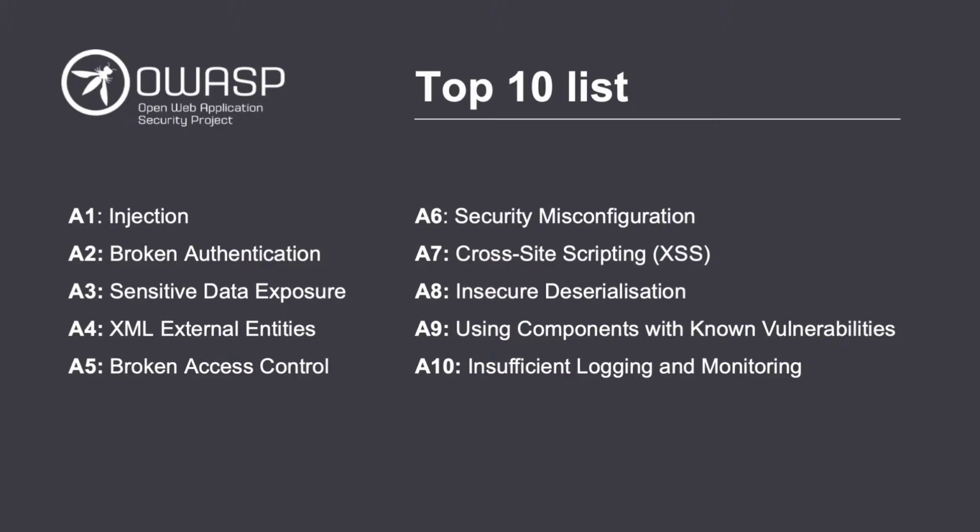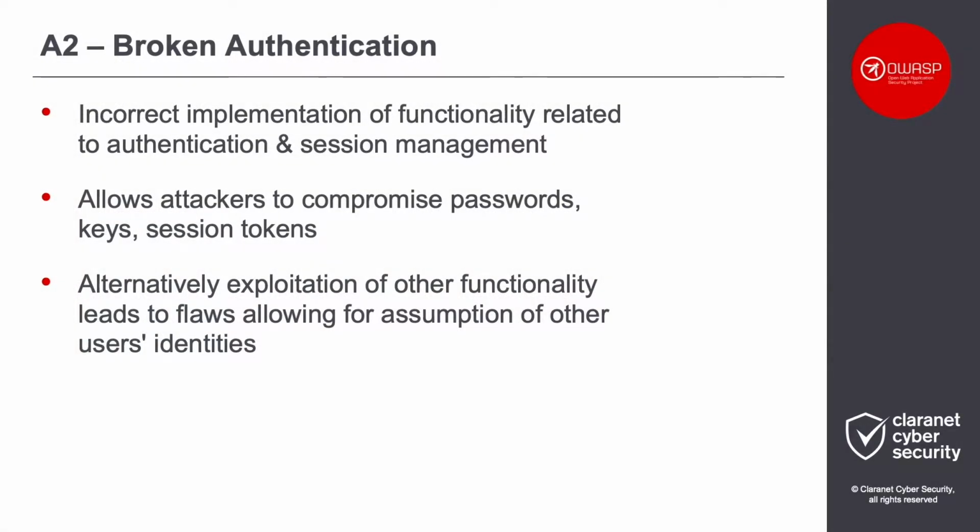A2, broken authentication. So broken authentication can be considered a range of different things. It can be, for example, the incorrect implementation of functionality related to both authentication and session management. So that is to say, both the authentication process, for example logging in, and how the application handles session management from then on. Broken authentication could also allow attackers or threat actors to compromise passwords, keys, session tokens, cookie values, etc. And it could alternatively be the exploitation of other functionality present within the web application that could lead to flaws which allow for the assumption of other users' identities or access to their supposedly private and secure data.